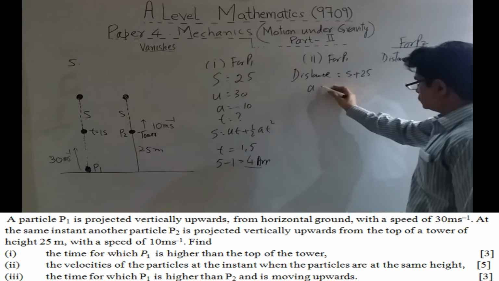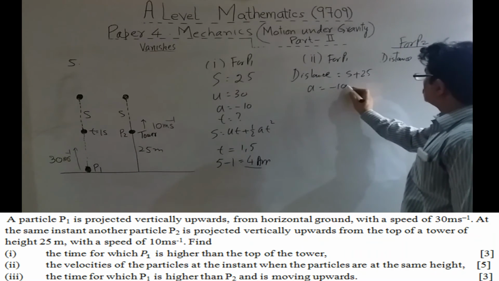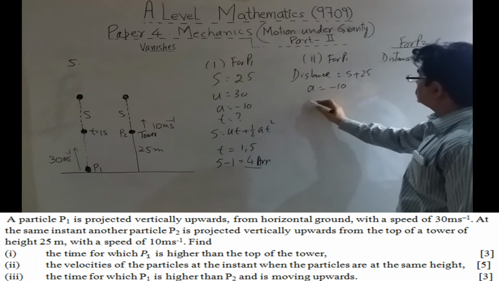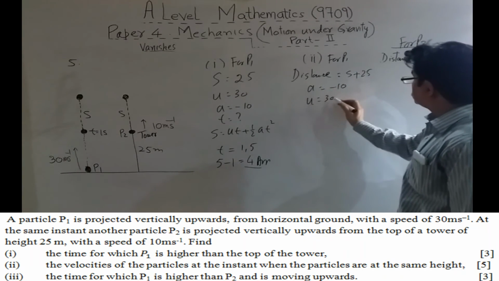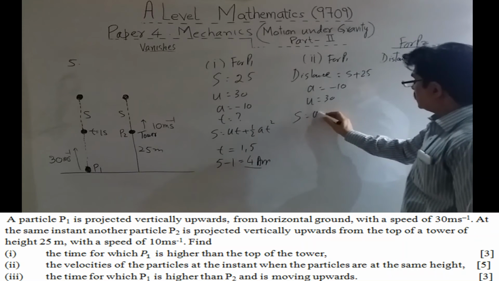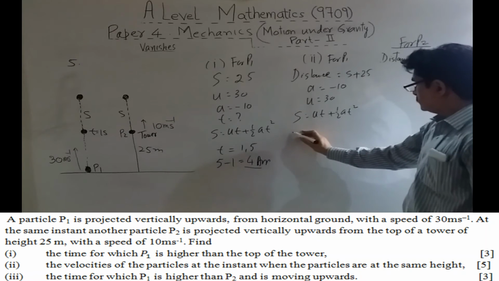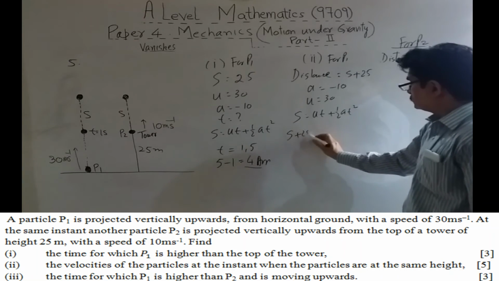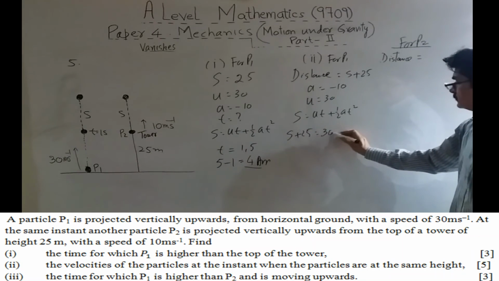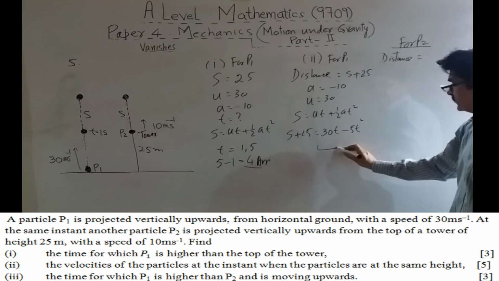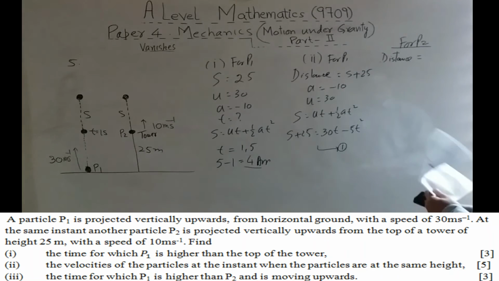It's upward motion, so acceleration is minus 10. Initial velocity we are given is 30. So applying the equation, S is equal to ut plus half at square. So it will be S plus 25 is equal to 30t minus, putting the value, 5t square. So this is equation number 1.